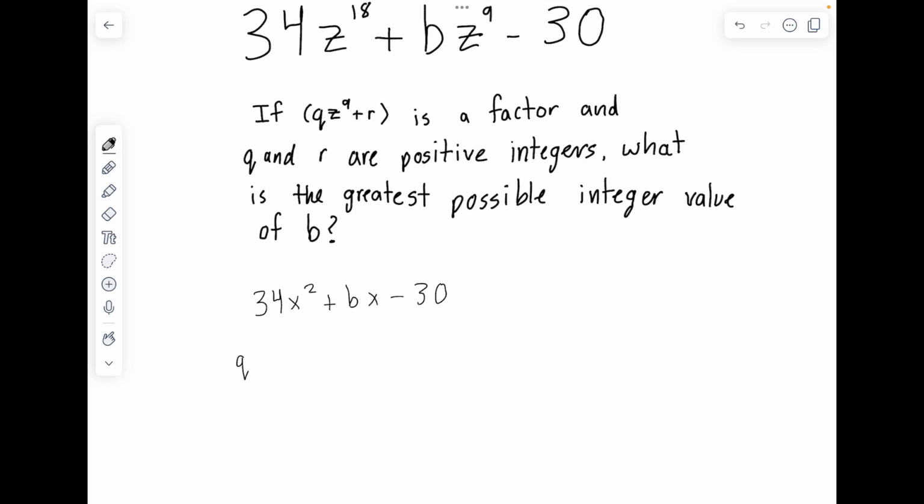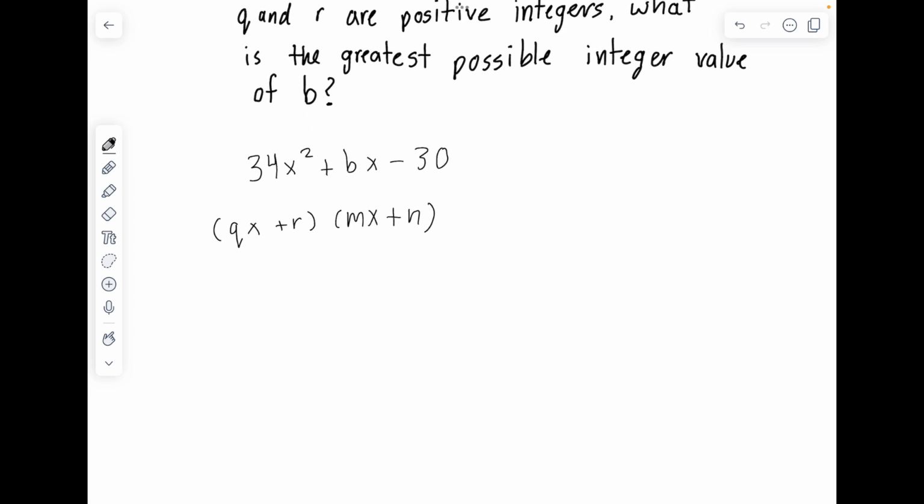And now let's just write qz to the power of 9 plus r as qx plus r, just to make it easier. Then we know it has to have another factor, so let's label it as mx plus n to make it easy. So now we know that q times m has to equal 34, and q times n plus r times m has to equal b, and then r times n equals negative 30.